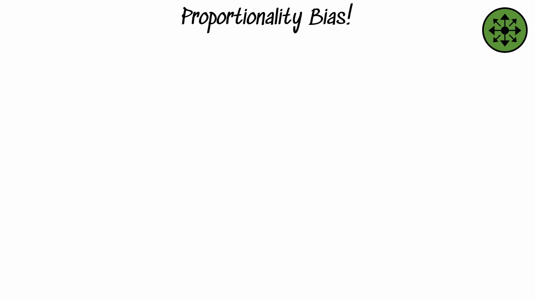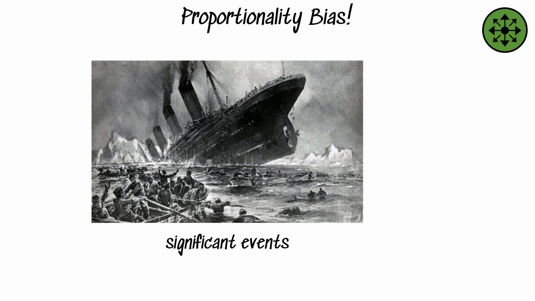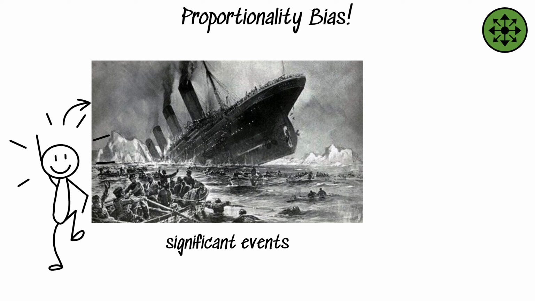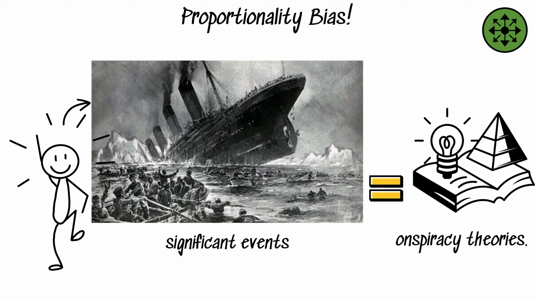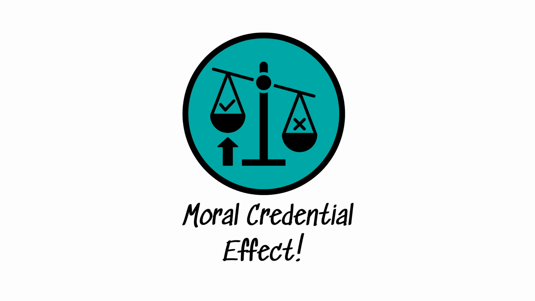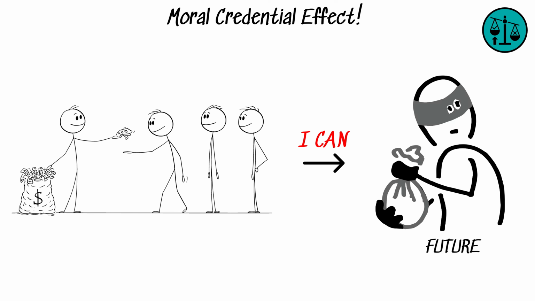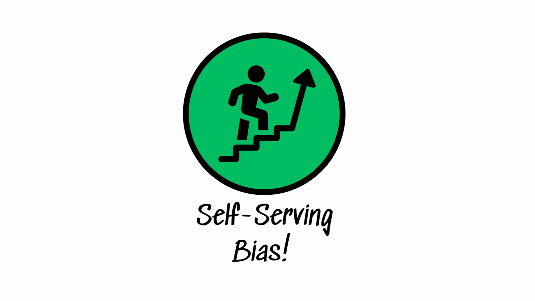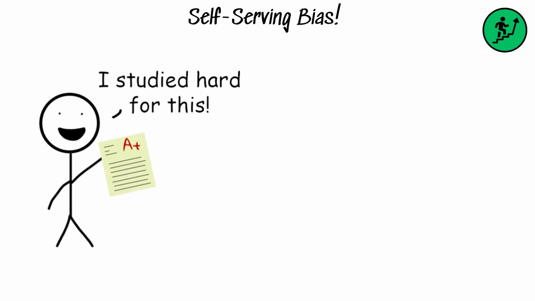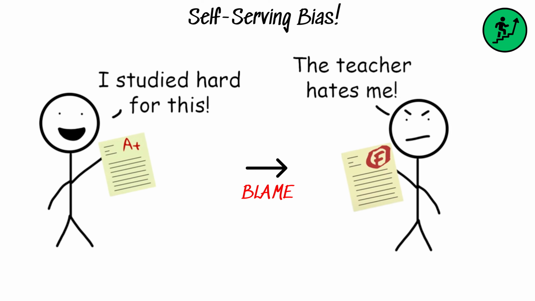Proportionality bias, our innate tendency to assume that significant events have equally significant causes, possibly contributes to the acceptance of conspiracy theories. Moral credential effect, when individuals who perform a good deed feel licensed to behave less morally in the future. Self-serving bias, the tendency to attribute successes to oneself while blaming failures on external factors.